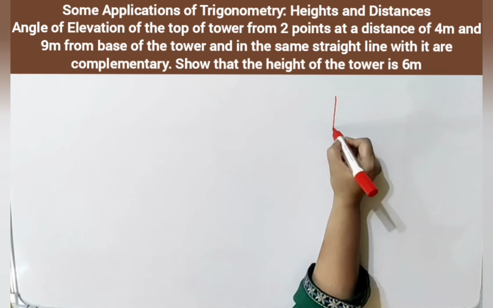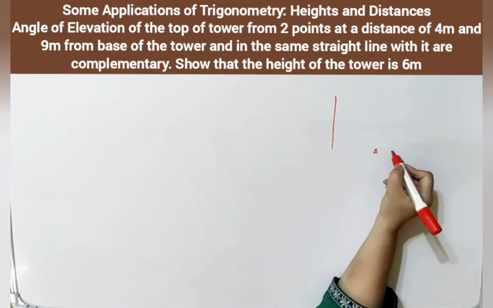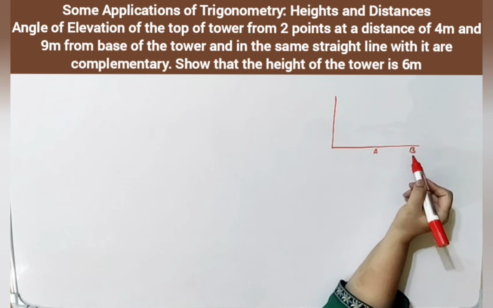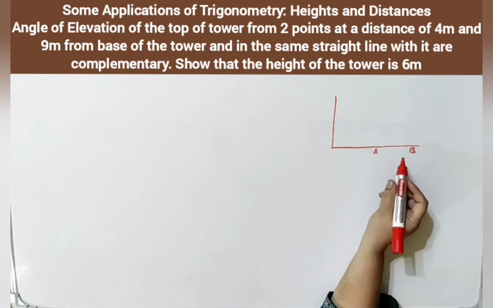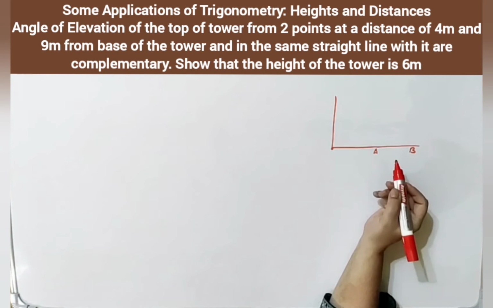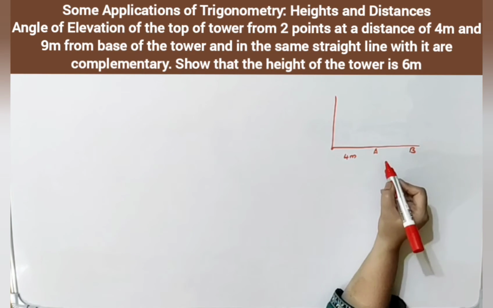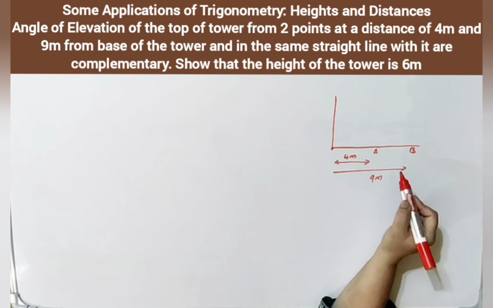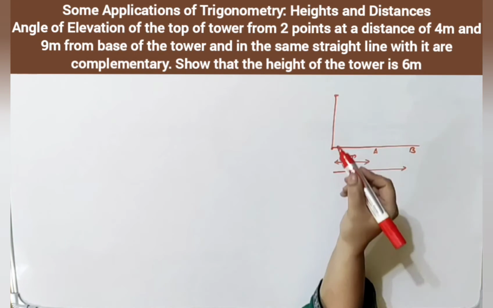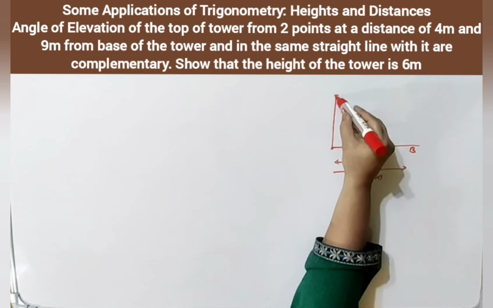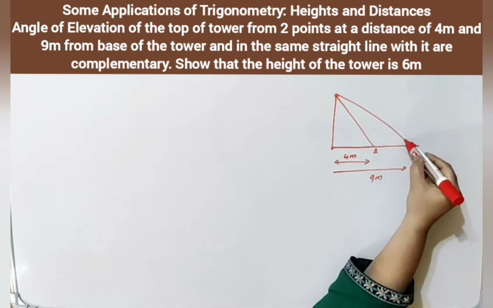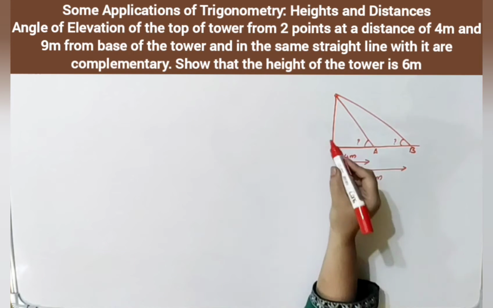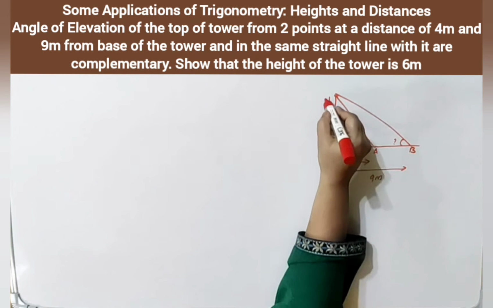So we have a tower here, and there are two points, A and B, on the ground, both in the same straight line. They are at distances of 4 meters and 9 meters. If this is the base of the tower, the first one is at a distance of 4 meters, and the second one is at a distance of 9 meters. This is the top of the tower. The angle of elevation is not given. We don't know the angle of elevation. The height of the tower is given as 6 meters.